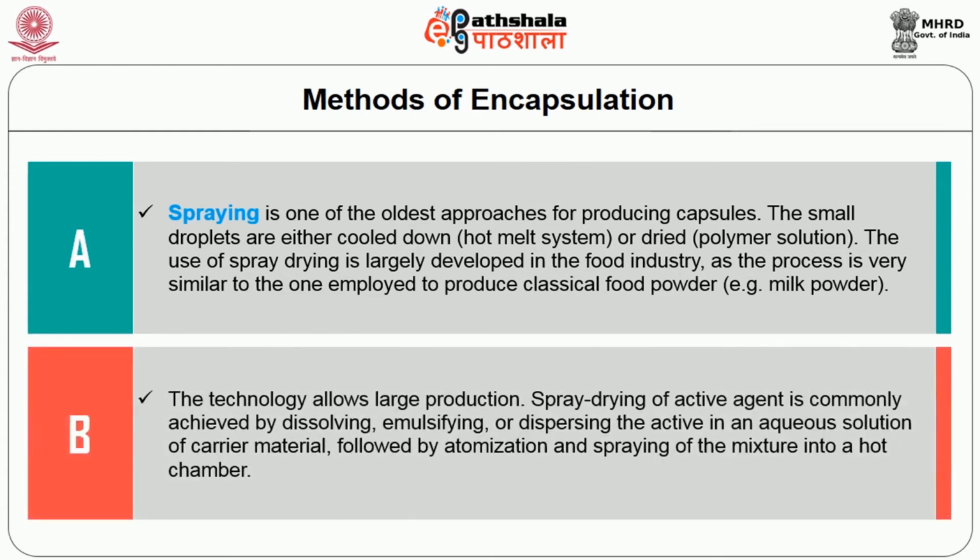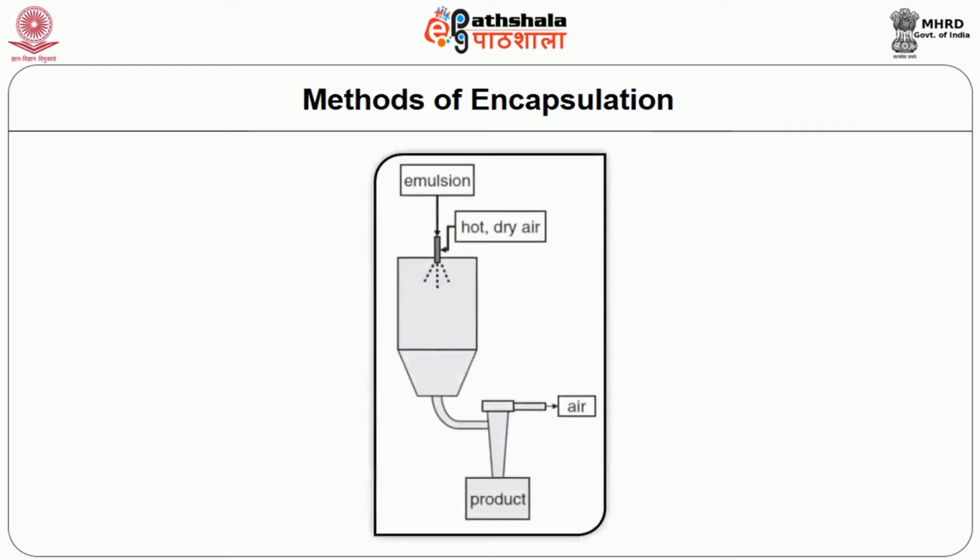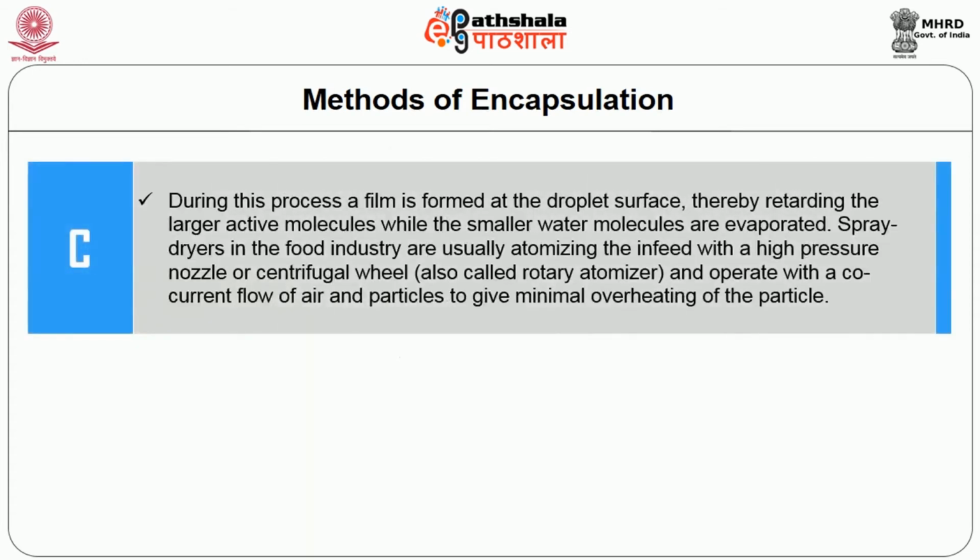The technology allows large production. Spray drying of active agent is commonly achieved by dissolving, emulsifying or dispersing the active in aqueous solution of carrier material, followed by atomization and spraying of the mixture into a hot chamber. The picture of the spray drying process is seen in this image. During this process, a film is formed at the droplet surface, thereby retarding the larger active molecules while the smaller molecules are evaporated.